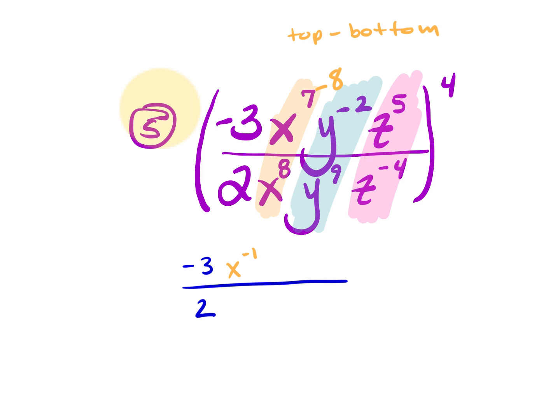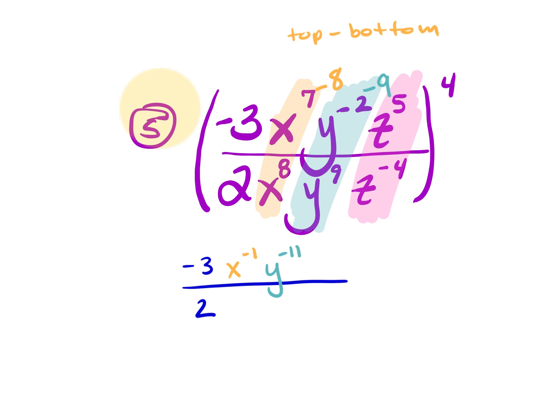So again, let's combine the y's. We do top minus bottom. So negative 2 minus 9 would be what? Negative 11. They're both negative. They have the same sign, so you add them. So y to the power of negative 11.